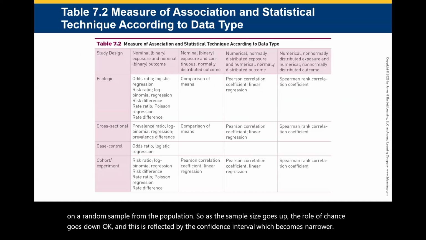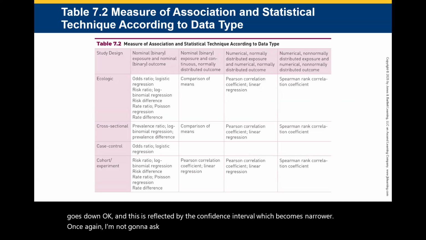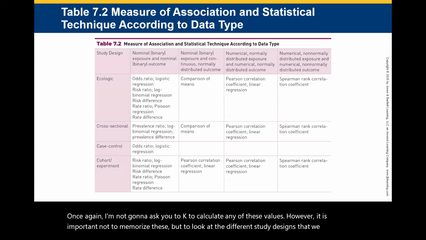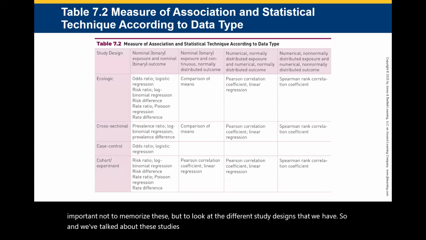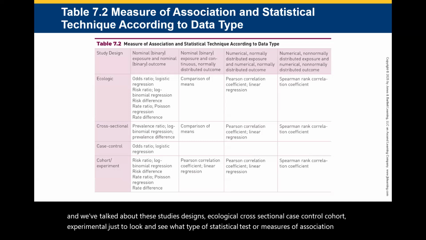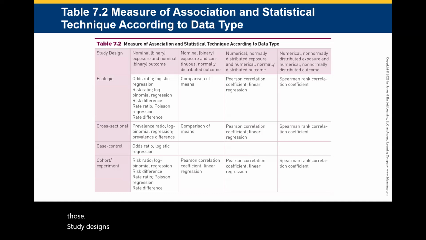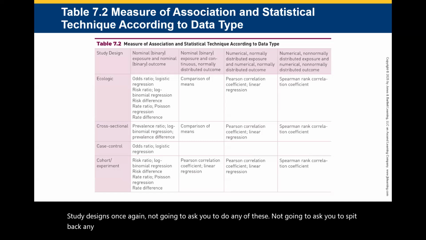Once again, I'm not going to ask you to calculate any of these values. It is important not to memorize these, but to look at the different study designs that we have: ecological, cross-sectional, case control, cohort, experimental. Look and see what type of statistical test or measure of association would be appropriate for those study designs. I'm not going to ask you to spit back any of these formulas.